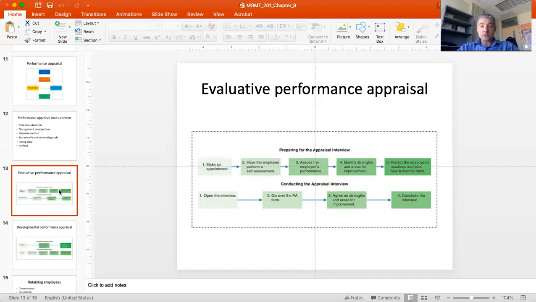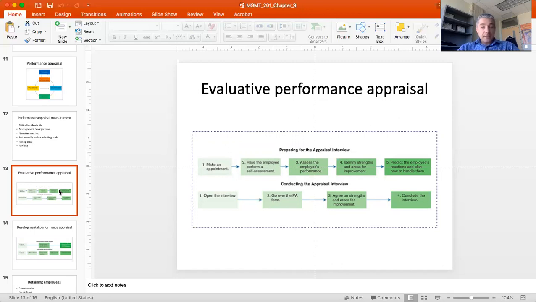And many employees would actually be very critical of their own performance, perhaps more so than you would be as a manager. But it is essential that they do reflect on what they've done right and wrong so that they are prepared for what's potentially coming. Then you yourself assess the employee performance, identify strengths and areas for improvement, and then you predict the employee's reaction and plan how to handle them.